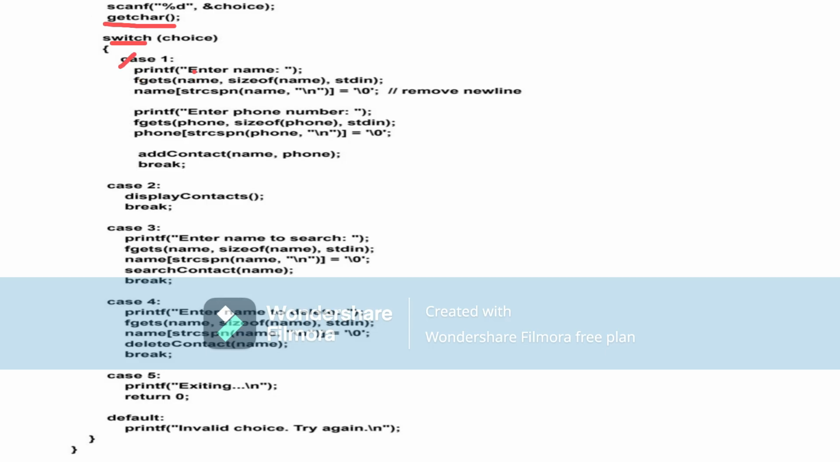Now in case 1, read the contact name and phone number. Use fgets to safely read strings. strcspn(name, "\n") finds the newline character and replaces it with \0 to terminate the string properly. Call add contact to save the contact. In case 2, call the function to display all stored contacts. In case 3, read the name to search and call search contact. In case 4, read the name of the contact to delete and call delete contact. Now finally in case 5, exit the program by returning 0.